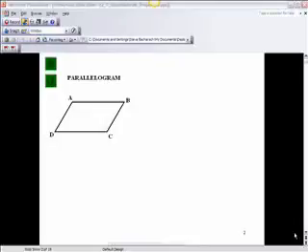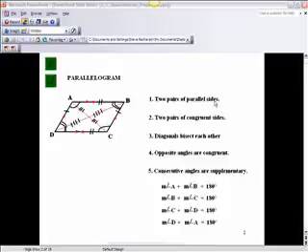This is a discussion of parallelogram properties, using parallelogram properties, and identifying whether something is a parallelogram given certain information. So we have parallelogram ABCD with certain properties. So there's a lot here. Let me explain what's what.